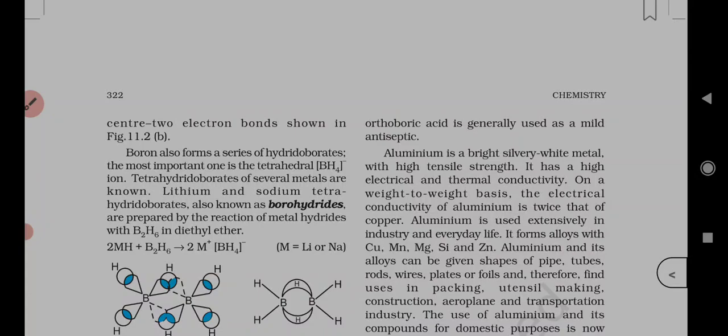Tetrahydridoborates of several metals are known. Lithium and sodium tetrahydridoborates, also known as borohydrides. What are they called? Borohydrides. Lithium and sodium tetrahydridoborates are prepared by the reaction of metal hydrides with B2H6 in diethyl ether. So 2MH, it could be LiH or NaH, with B2H6 will form 2M plus BH4 minus. What is M? Lithium or sodium.